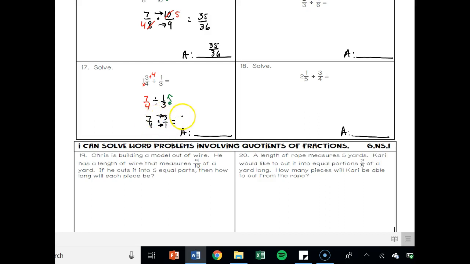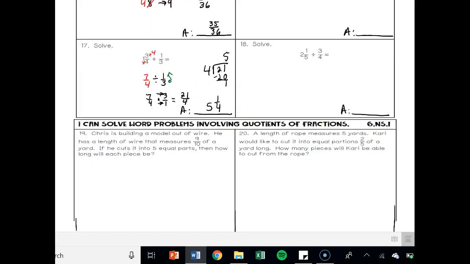So 7 times 3, 21. 4 times 1 is 4. And that's an improper fraction, so I'm going to figure it out. How many times does 4 go into 21? 5 times, with 1 left over. So you got 5 and 1/4 as your answer. 5 wholes, 1 left over, that's your numerator, keep the denominator. I would pause and try and do number 18 if I were you.